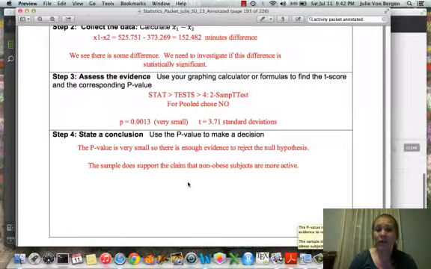Now we're going to use our p-value to make a decision and state our conclusion. We can say the p-value is very small, so there is enough evidence to reject the null hypothesis. The sample does support the claim that non-obese subjects are more active. Okay, so again, to reiterate, the reason that we are able to reject the null hypothesis is because our p-value is less than 5%. We didn't have an alpha level stated here, so when there's no level stated for comparison, we use 0.05 for comparison.